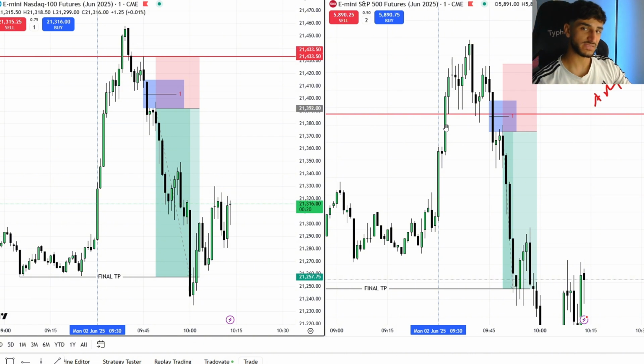Now, there's one thing that I want to note here: if NQ swept that buy side liquidity level where ES didn't, that is still fine. We could still go on through the trade. Both assets do not have to sweep the same buy side or sell side liquidity level.